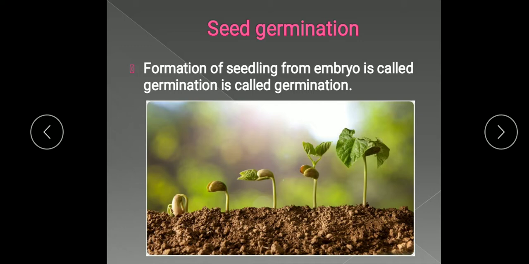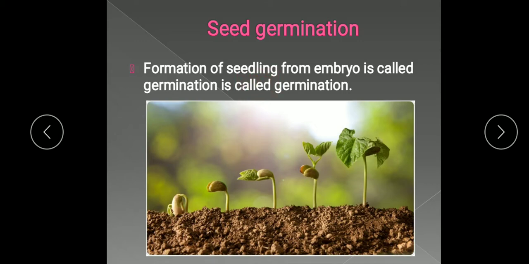So seed germination is the process in which the formation of seedling from embryo takes place. So a tiny plant which is known as the seedling is formed from the embryo. This embryo is present in the seed. You have studied the embryo, it is the small plant-like structure present in the seed. It grows and develops into a small plant which is known as the seedling.